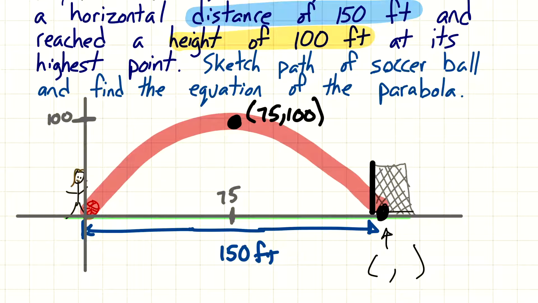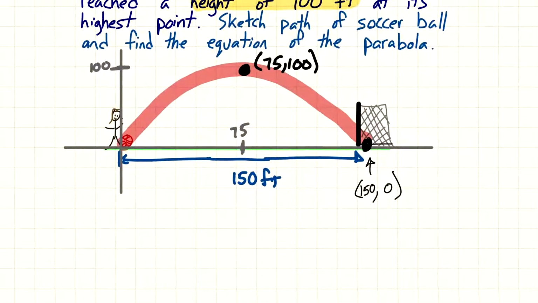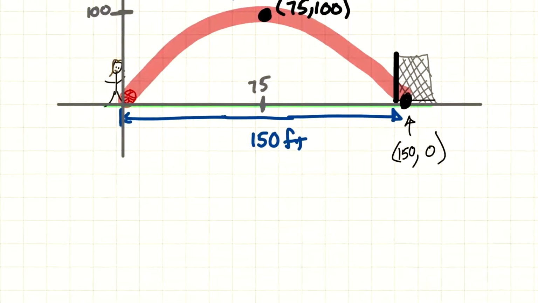All right, and let's see if we got this correct. So this is going to be 150, 0. All right, so 150 is the total distance, and 0 because it's on the ground. All right, so now that we have all that information, I'm going to move this up.